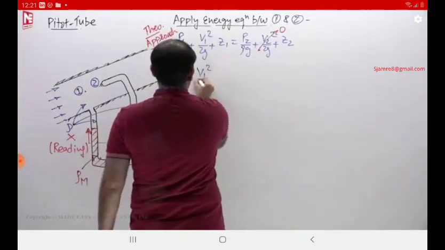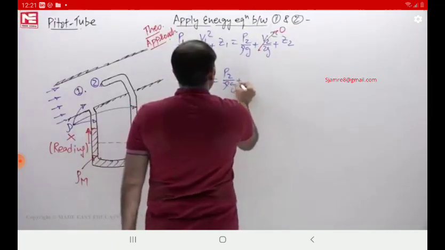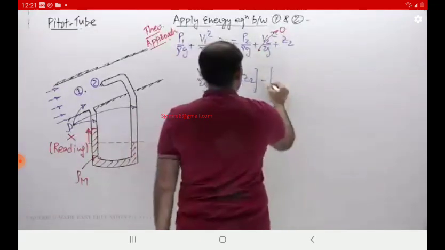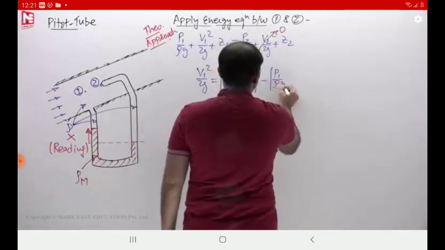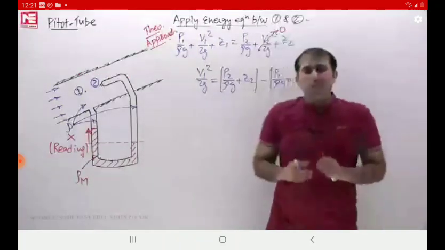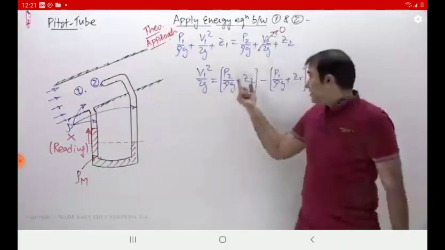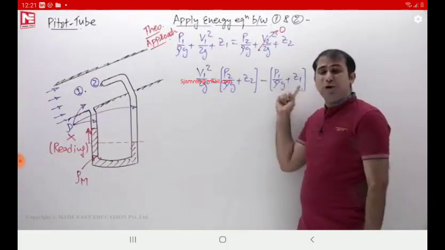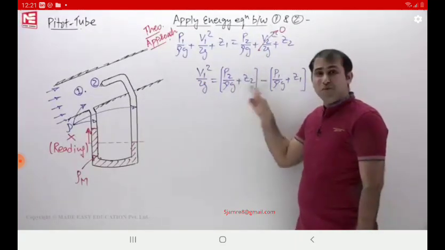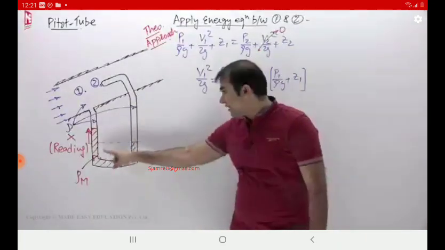So this is V1 square by 2g, equal to P2 by rho g plus Z2 minus P1 by rho g plus Z1. And my dear, for your kind information, last time in the device you saw earlier, it was P1 by rho g plus Z1 minus P2 by rho g plus Z2. So here in P2 minus P1, that's why I'm saying here the level is this and here the level is what.